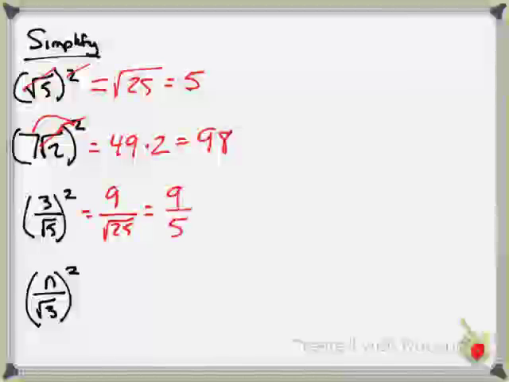So I square 3 and I get 9. Square the square root of 5 and I get 5. What do I get on top of the last one? N squared. What about on bottom? 3, because a square cancels a square root and just leaves what was inside. So we square the top and get n squared, square the bottom and just get 3.